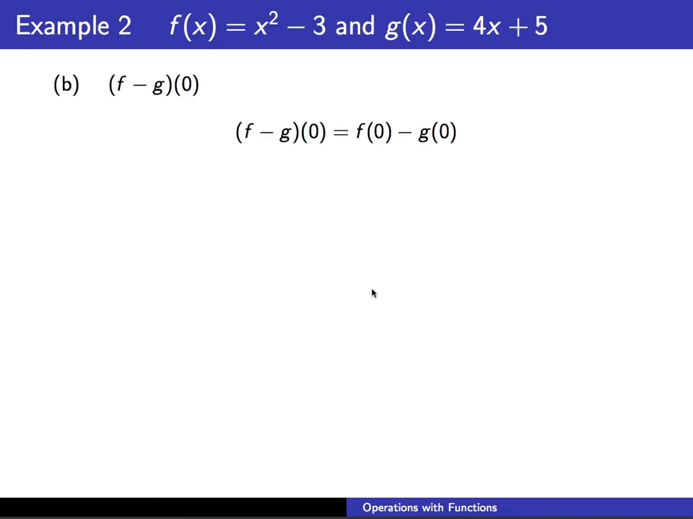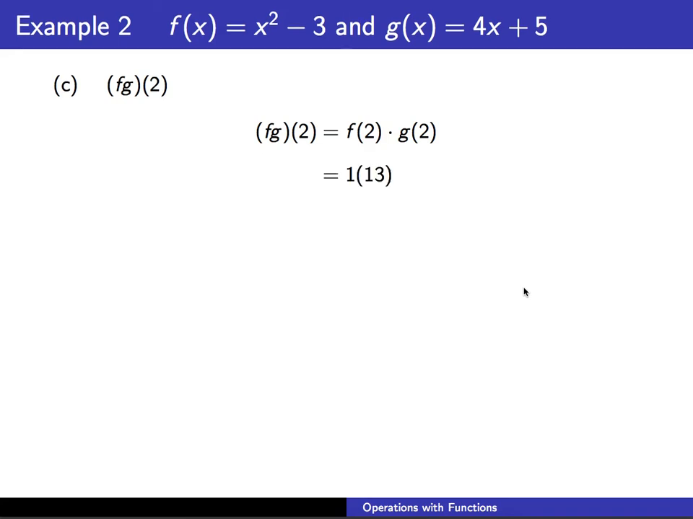Part B, f minus g of 0, f of 0 minus g of 0. We have 0 squared minus 3 is negative 3. 4 times 0 plus 5 is 5, so negative 3 minus 5 is negative 8. Part C, f times g of 2. We could do f of 2 times g of 2, or we could plug a 2 into our answer from f of x times g of x in the previous video. For f of 2, 2 squared minus 3 gives us 1. For g of 2, 4 times 2 plus 5 gives us 13. So 1 times 13 gives us 13.